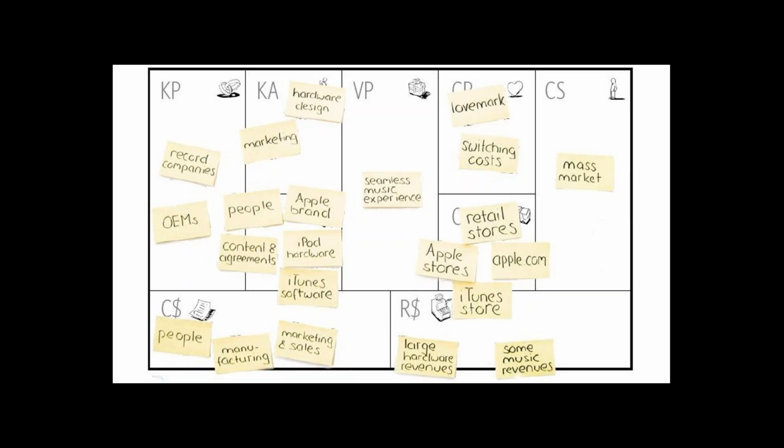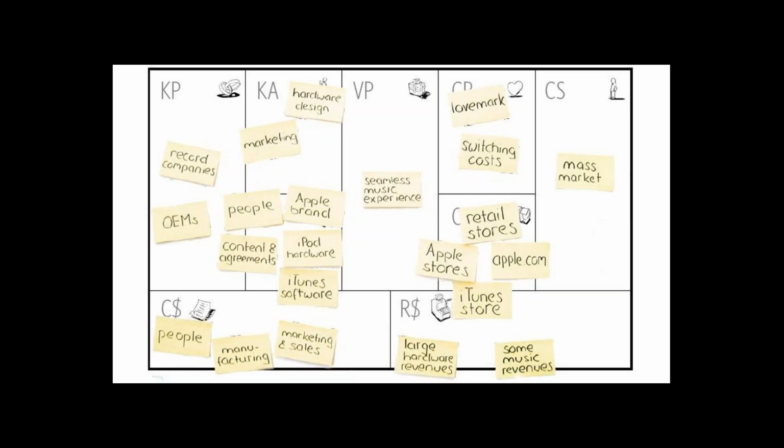So to execute this business model and to make it operate, they've got the people, and a big part of it will be the labour costs of delivering that solution, like the developers and salespeople. They've got the Apple brand. They've got the content and the agreements with all the record companies. They need the iPad hardware, and they need the software to all work. The key activities would be hardware design and the marketing of the product, and the key partnerships, the external ones, would be the record companies and the OEMs.